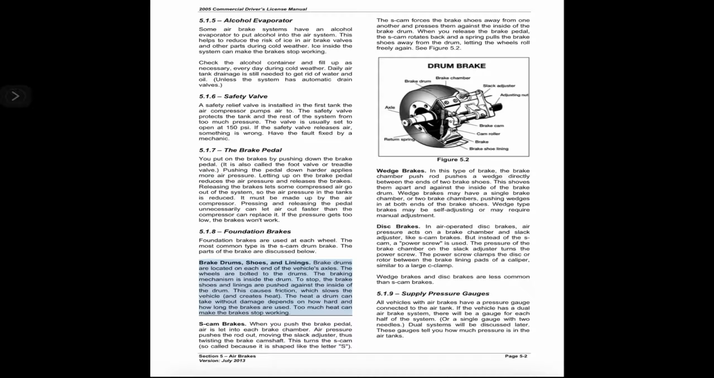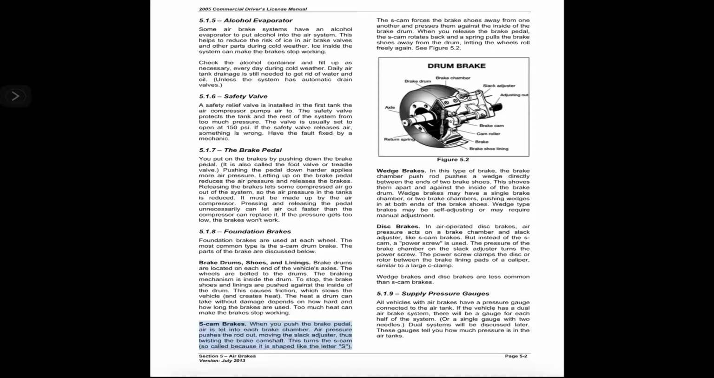Brake drums are located on each end of the vehicle's axles. The wheels are bolted to the drums. The braking mechanism is inside the drum. To stop, the brake shoes and linings are pushed against the inside of the drum. This causes friction, which slows the vehicle and creates heat. The heat the drum can take without damage depends on how hard and how long the brakes are used. Too much heat can make the brakes stop working.